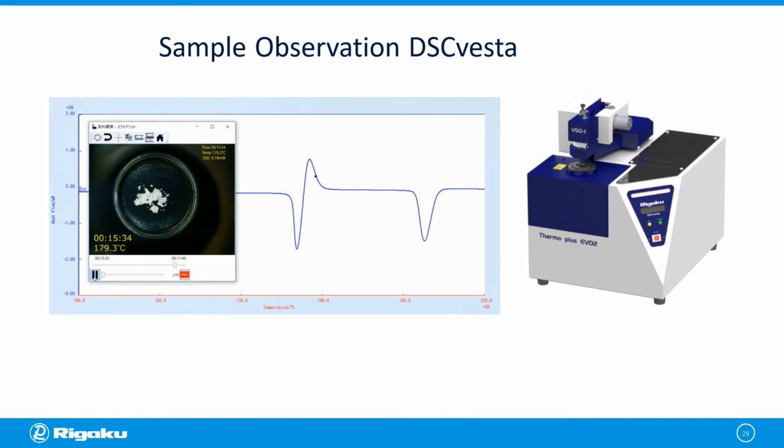Recently, the use of sample observation DSC that records the live image of the sample during a measurement is increasingly becoming popular, and it's often used to accurately interpret the results while looking at the image.